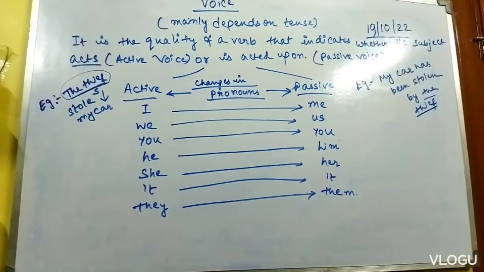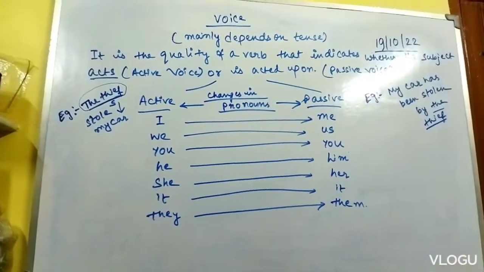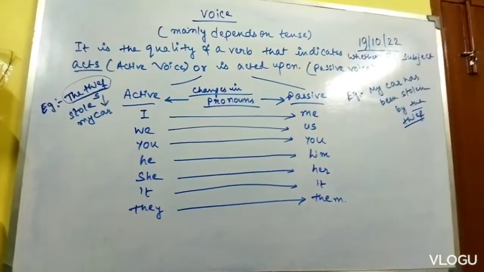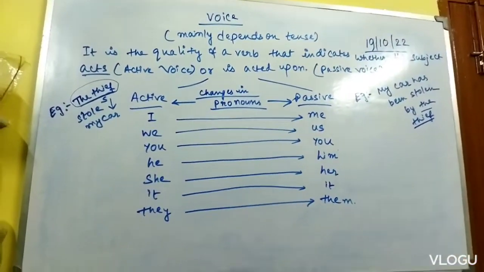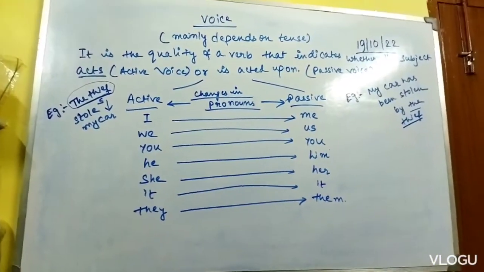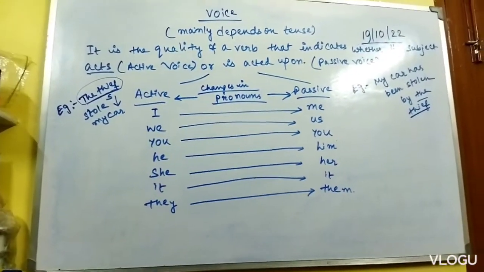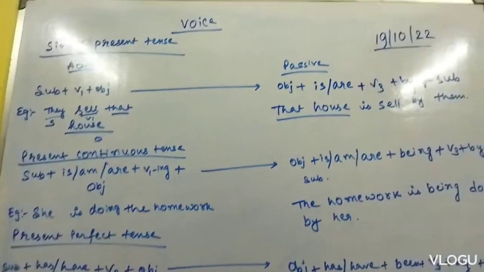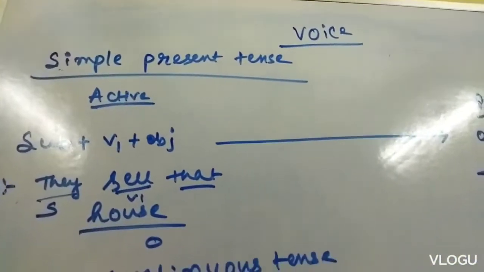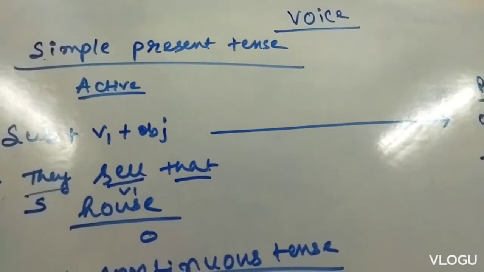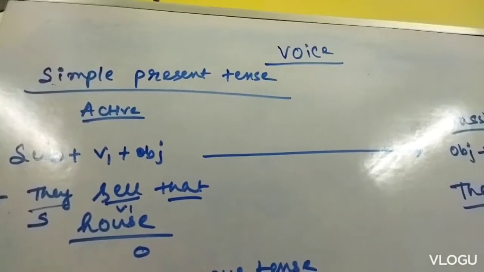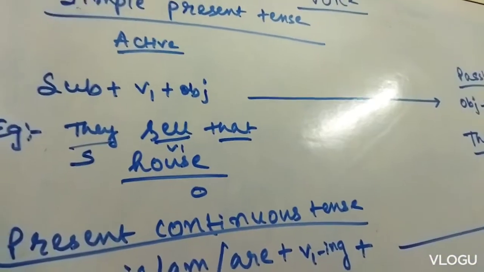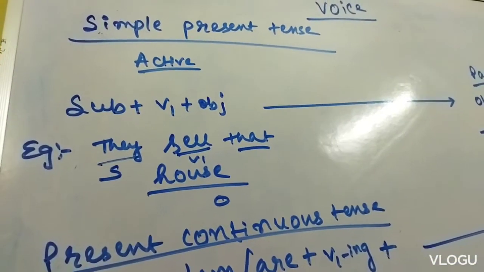Okay? So now, as we know that in tenses we have four tenses, means in past tense we have 4, in present tense we have 4 and in future tense we have 4. So we will now learn in this way. Okay, let me explain. So now, as we were saying that voice change we will learn in the form of tenses. So in simple present tense, the rule for active voice is subject plus V1 plus object.